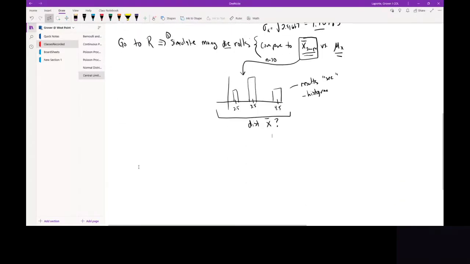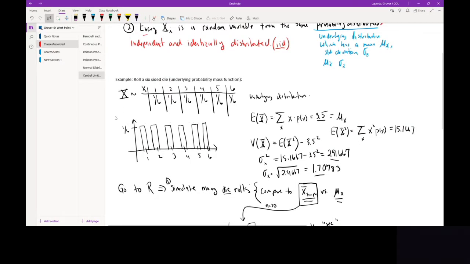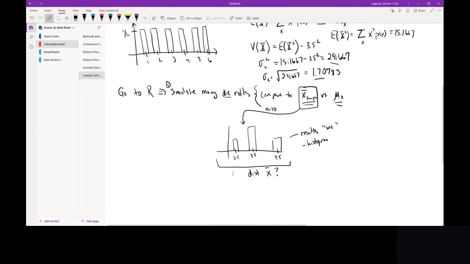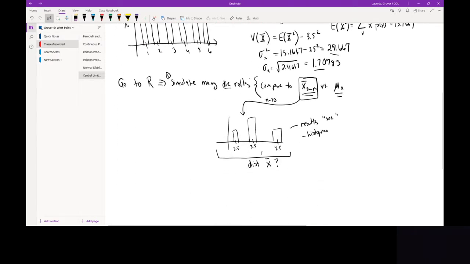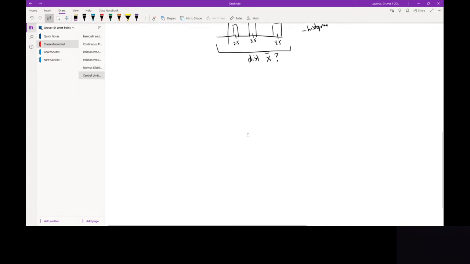What we saw is that the distribution of X bar didn't look at all like this distribution. It looked a lot like a normal distribution, and we saw that the bigger we made n, the tighter that distribution got. So let's think about what that looks like.